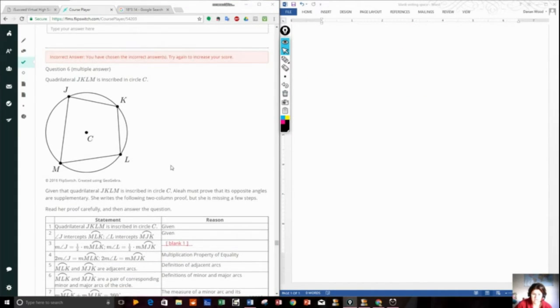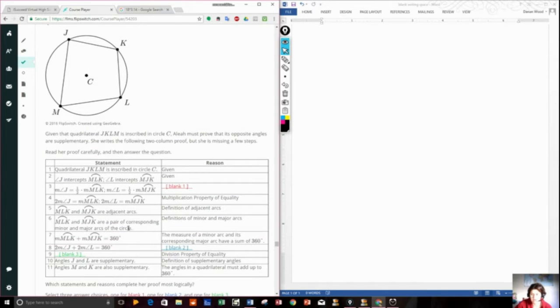Okay, question 6. Quadrilateral JKLM is inscribed in circle C. Given that quadrilateral JKLM is inscribed in circle C, Aaliyah must prove that its opposite angles are supplementary. She writes the following 2-column proof, but she is missing a few steps. Read your proof carefully and then answer the question. Okay, well, quadrilateral JKLM is inscribed in circle C.